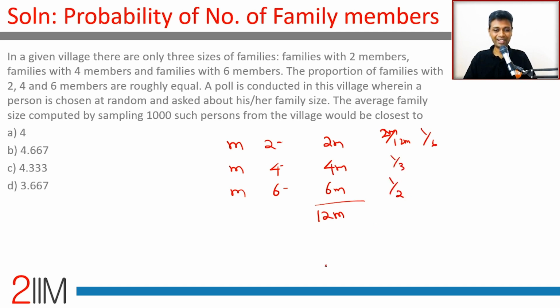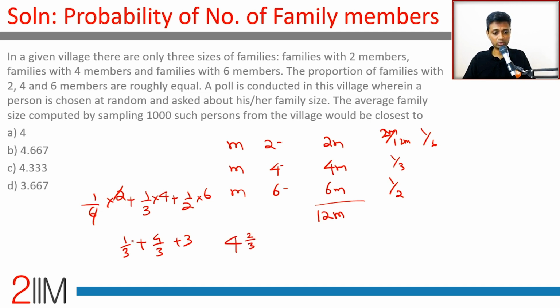Once you have done this, 1/6 of the people are saying they come from a 2-member family, 1/3 are saying they come from a 4-member family, half are saying they come from a 6-member family. Average would be add all of this and divide by 1. We're already dealing with fractions. This is 1 by 3, plus 4 by 3, plus 3. 1 by 3 plus 4 by 3 is 5 by 3. That is 1, 2 by 3. This is 4, 2 by 3, or 4.66666, 4.667. Absolutely wonderful, delightful question.